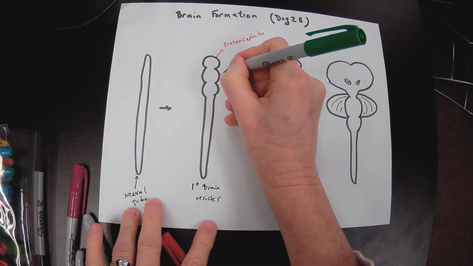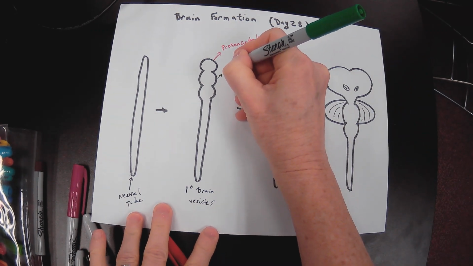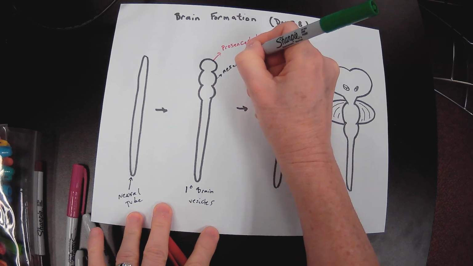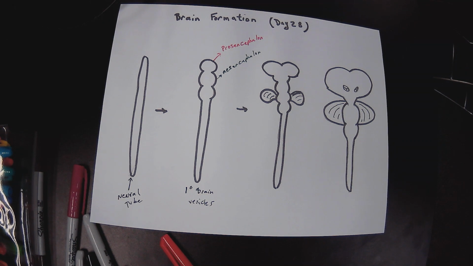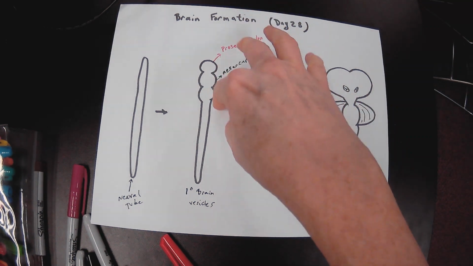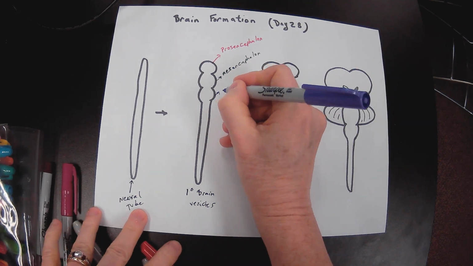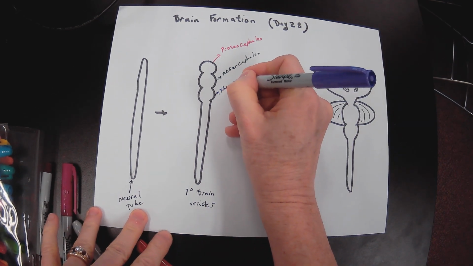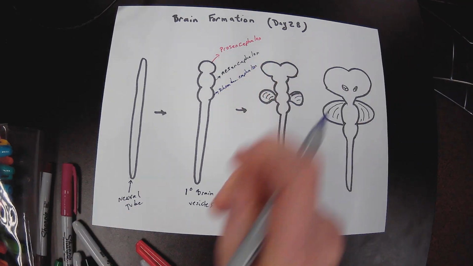Your next primary brain vesicle is your mesencephalon. Okay, primary brain vesicles: prosencephalon, mesencephalon. The bottommost one is known as your rhombencephalon.